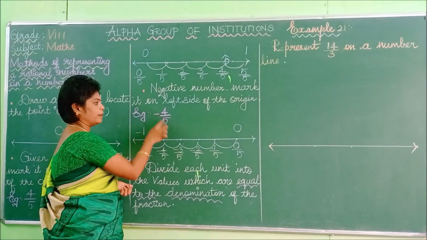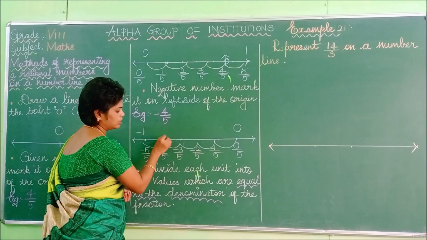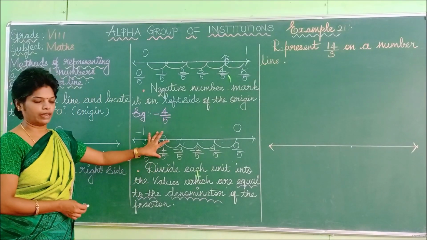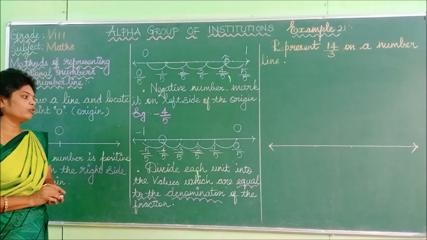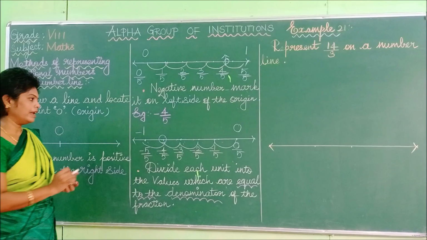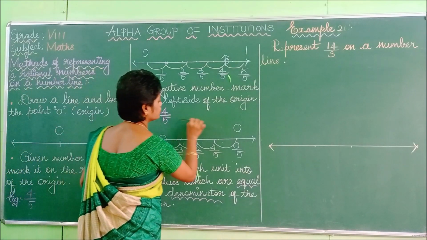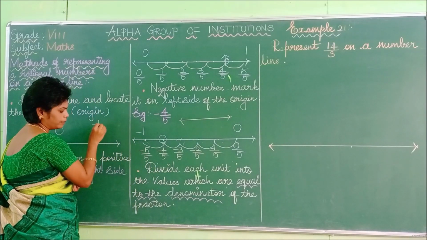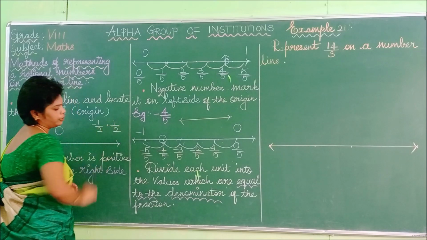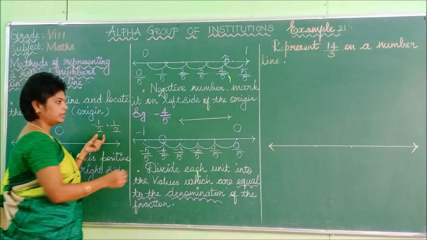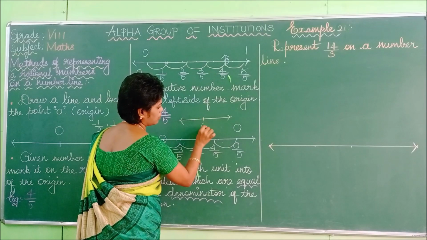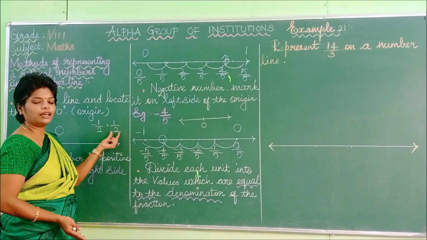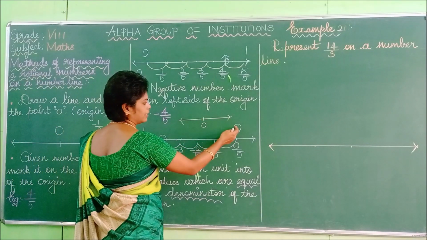So what did they ask you to represent? They asked you to represent the point, mark the point minus 4 by 5. If they ask you to find the values of 1 by 2 and negative 1 by 2, how can you represent those values? The center must be the origin, that is 0. A positive value means you have to represent it on the right hand side of the origin. This is the right hand side of the origin.